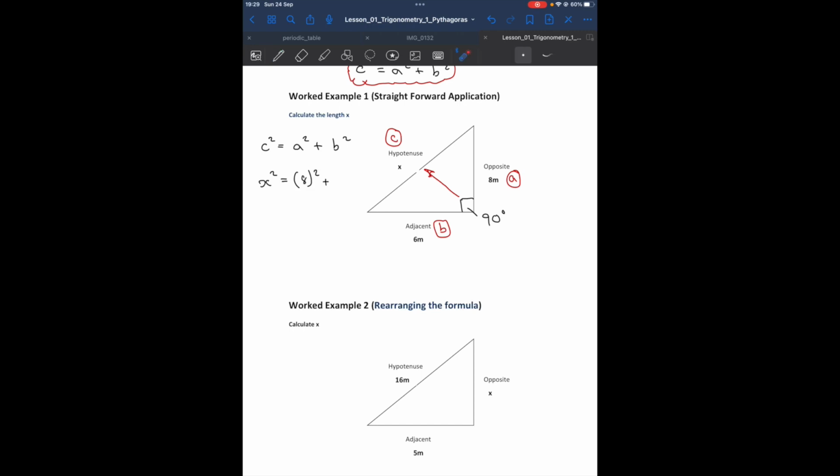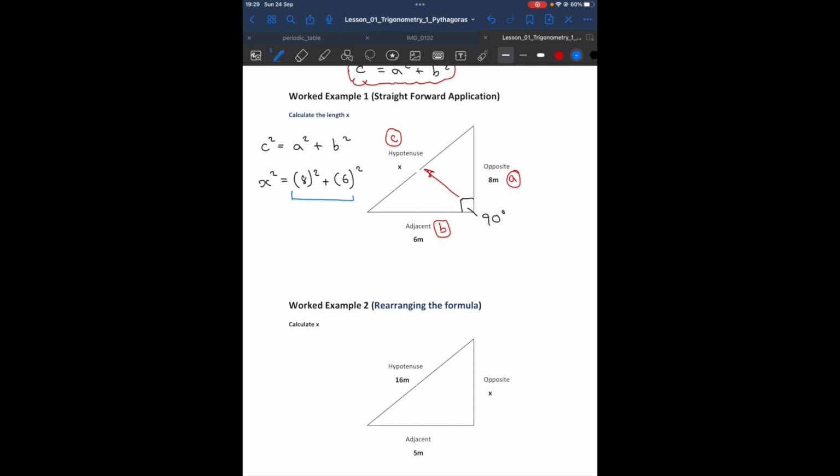Plus, and then the B from the diagram I know is 6. So that's 6, that's B. I'm going to replace the B here in the formula with the number 6 in a bracket. And then what you do is you just type the whole of the right-hand side. So the whole of this is basically just typed into your calculator in one go.